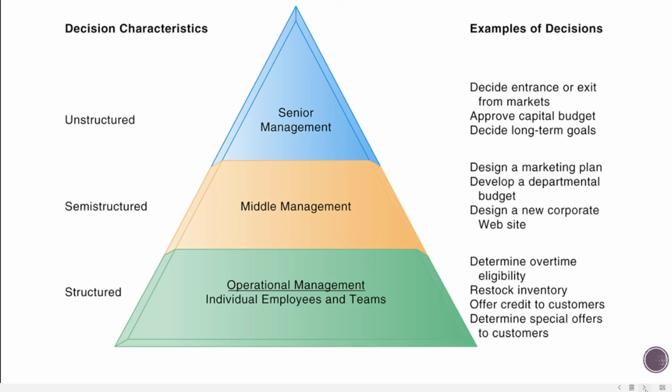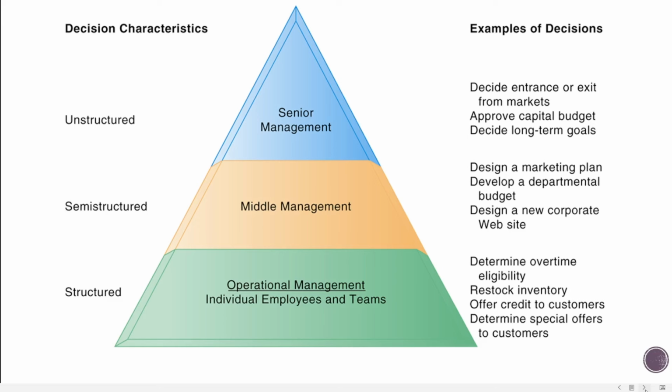So from the diagram, nire-represent dito yung different levels of decision making within the organization along with the characteristic of the decisions at each level. Tapos meron ding mga examples of types of decisions typically made. So on the left side, we have here three common decision characteristics. So we have here unstructured, semi-structured, and structured.